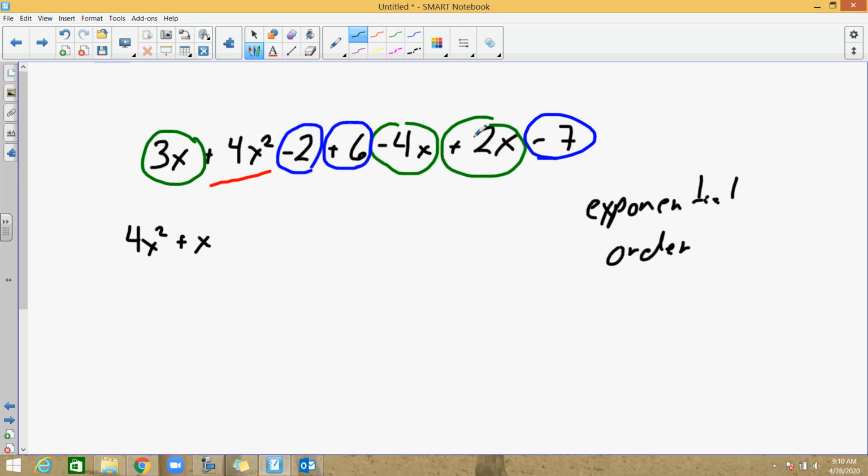So I've got negative 2 and negative 7, which is negative 9. Add 6 to it. Difference of 3, sign of the larger is negative. And here is my simplified expression as I'm talking in exponential order. Okay, so please refer back to this when we're talking combining like terms, because as I teach, I see a lot of kids mess this up in some specific order.